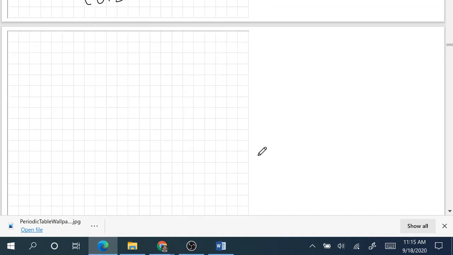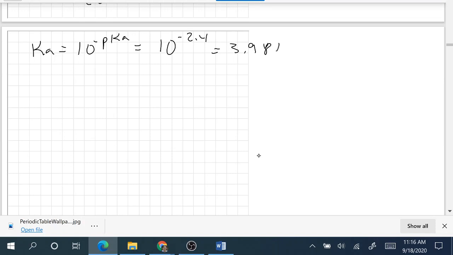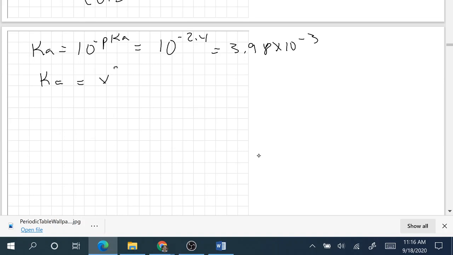All right, and so we also know that Ka we can get from the pKa. We don't know the Ka unless you can look that up somewhere, but we could look up the pKa for that carboxylic acid group, and so our Ka is equal to 10 to the negative pKa, which is equal to 10 to the negative 2.4, which is equal to 3.98 times 10 to the negative third. All right, so then we can set up our Ka expression. Remember, Ka is equal to X squared over 0.3 minus X.